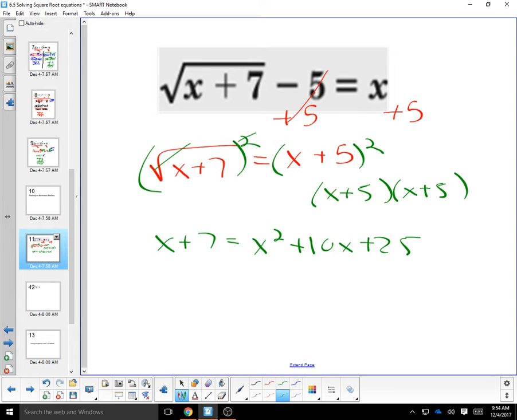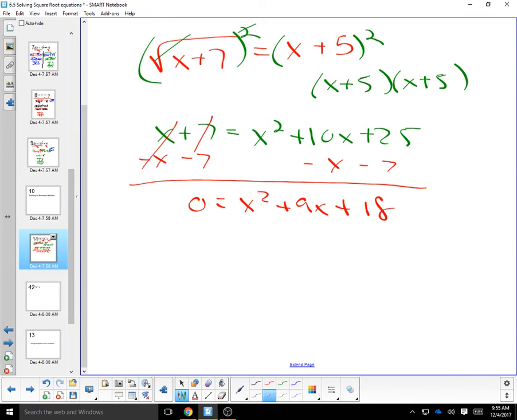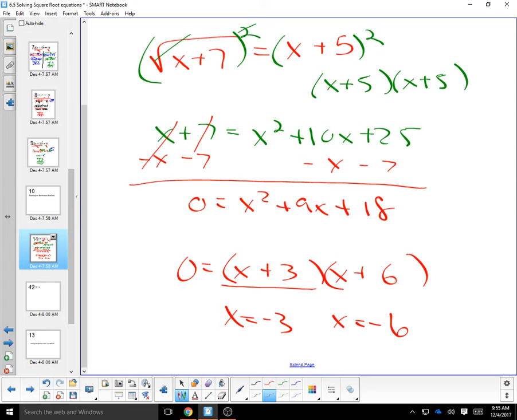What's my next logical step? Yeah, bring everything over to one side. So I'm going to subtract x and 7, and I'm left with 0. So I've got x squared plus 9x plus 18. What is that? It multiplies to 18, adds up to 9. 3 and 6. And they're both positive. So that means x is going to equal -3, and x is going to equal -6. So I've got two solutions there.